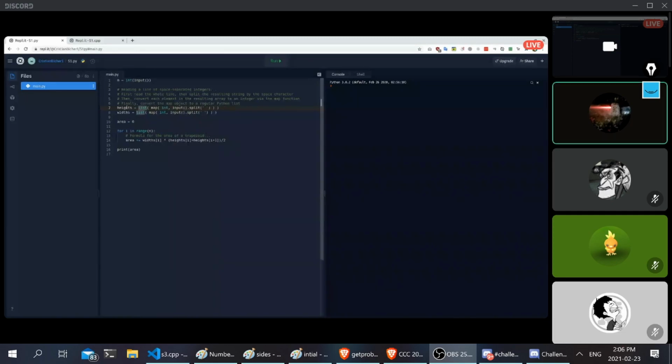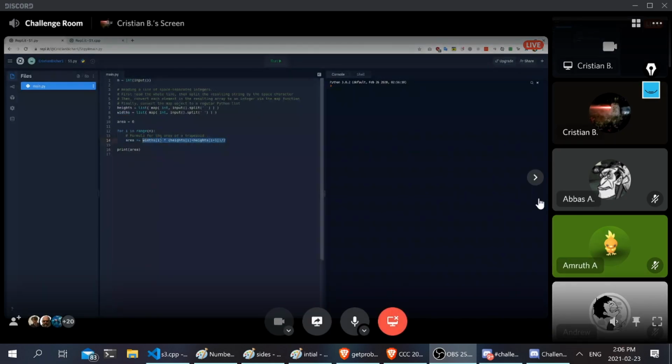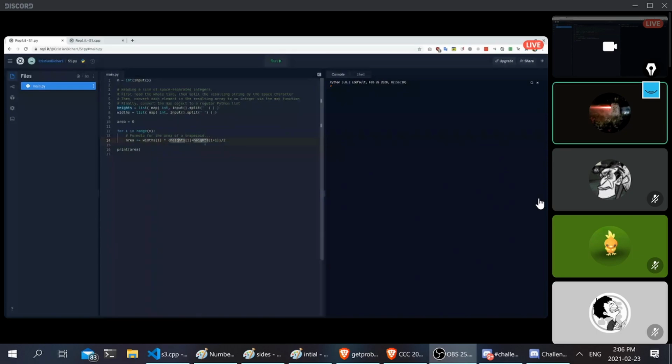And then you have your heights and your widths, and for the area you just have an area variable set to 0, and then you iterate over all the boards. This is simply the area of a trapezoid: width times (height 1 plus height 2) over 2. That's pretty straightforward. Then you print it out, and that works.